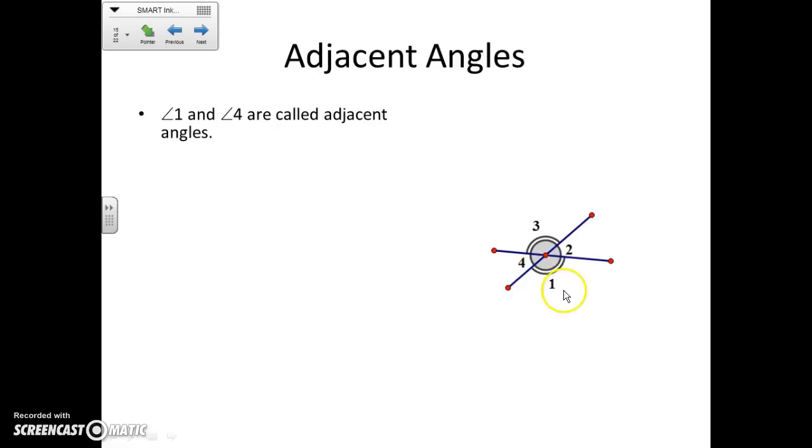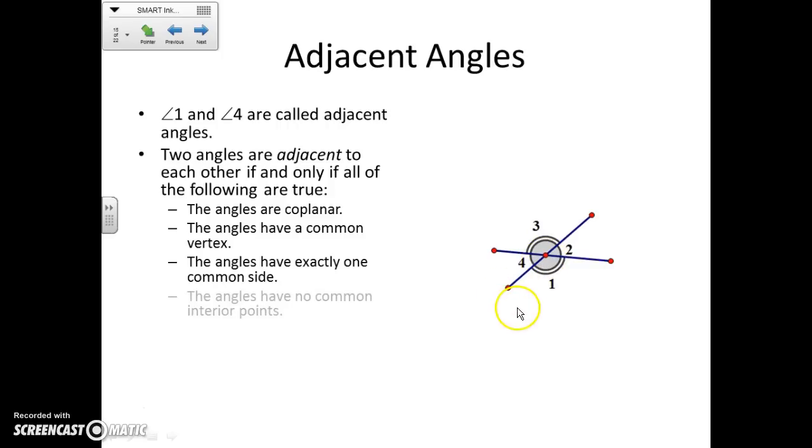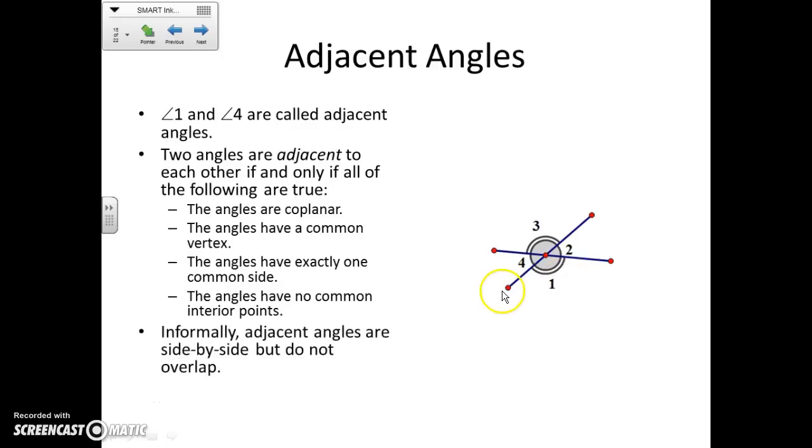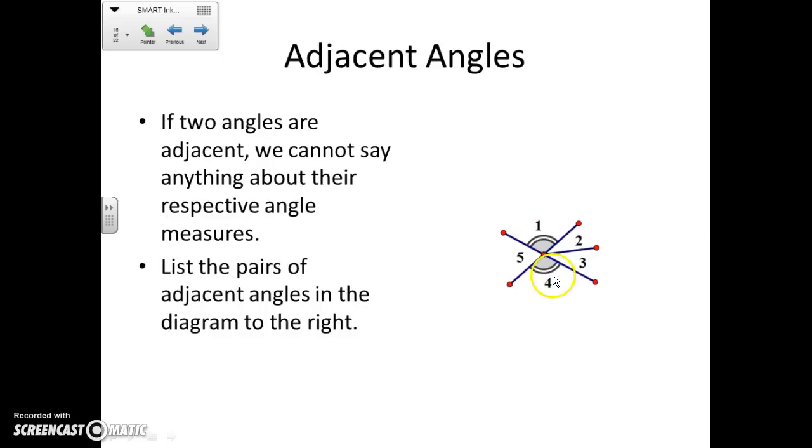Angles 1 and 4 in this diagram are adjacent because they are coplanar. That means they lie in the same plane. They have a common vertex, right here. They have exactly one common side. This line right here would be their common side. And they have no common interior points. Basically, they don't overlap. So informally, adjacent angles are side by side but don't overlap. If two angles are adjacent, we cannot say anything at all about their respective angle measures. So go through now and list all of the pairs of adjacent angles you see in this diagram on your paper.